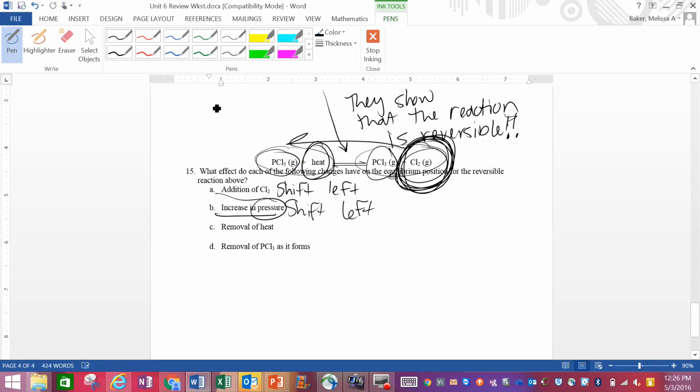What if you take heat away? You cool this down. All of a sudden, this side is going to say, where's our heat going? We need to make more heat. So it will shift left.